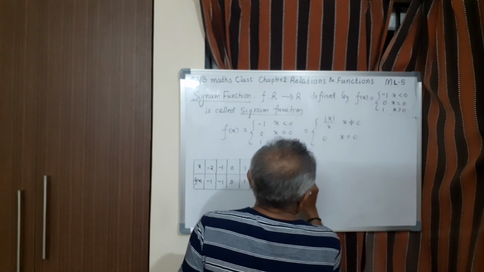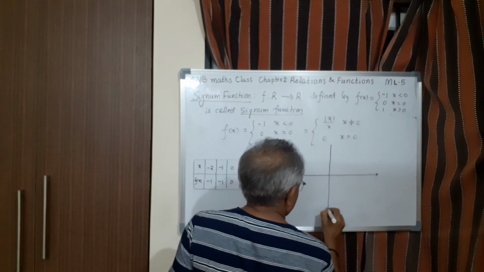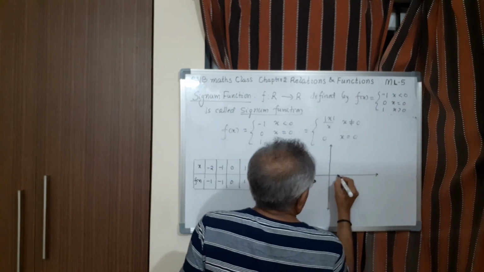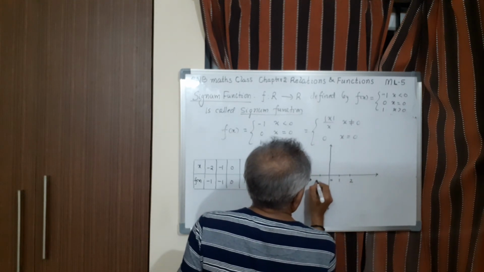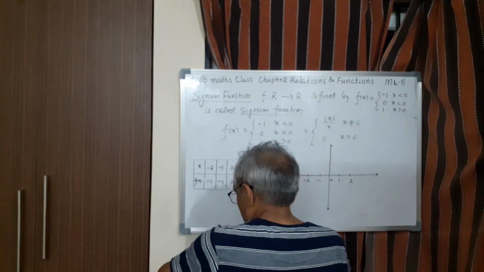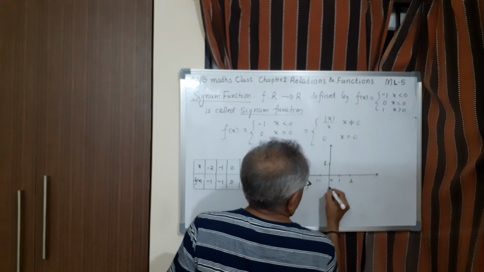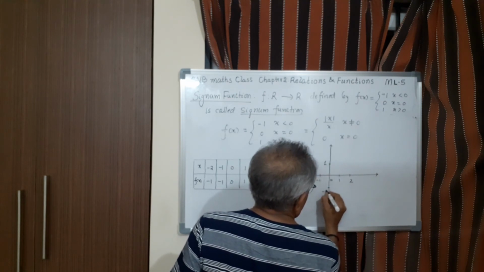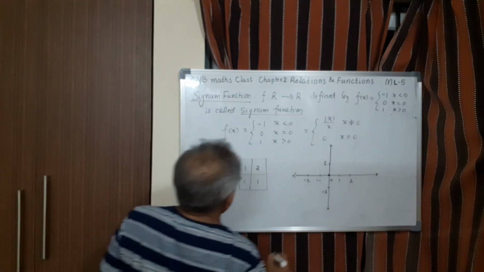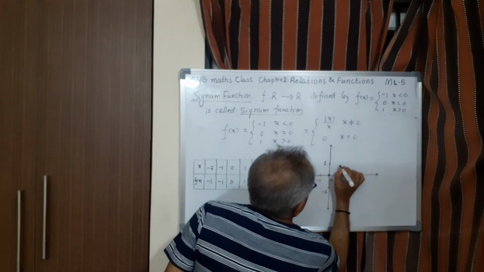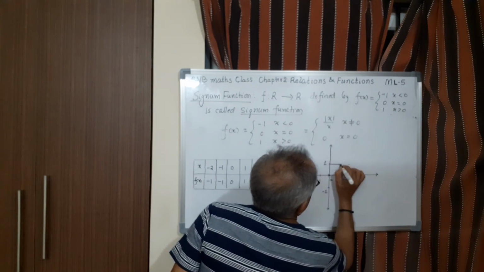So 1, 2, 0, then minus 1, minus 2. Then here 1, here minus 1. Now 0 it is 0, therefore I have to mark the point here. Then 1 it is 1, here it is 1, 2 also it is 1. That means it goes like this.